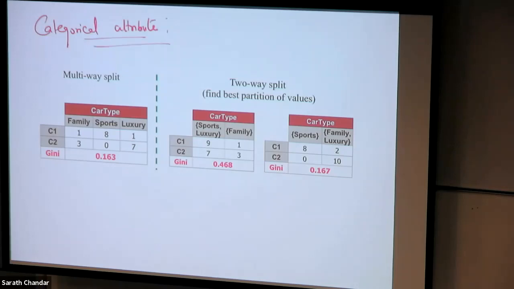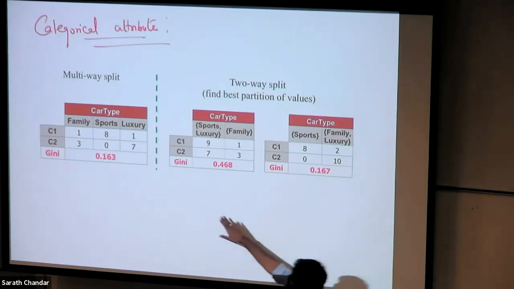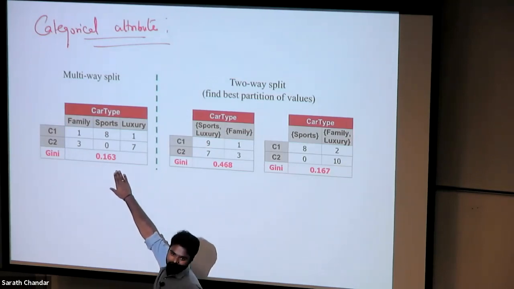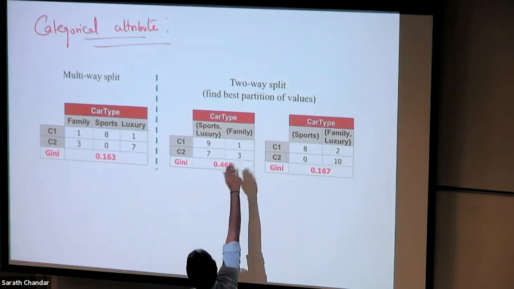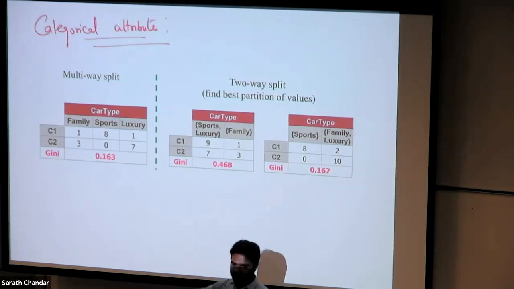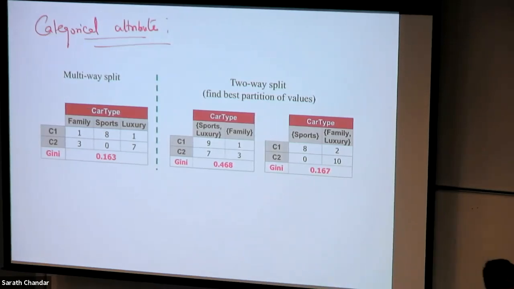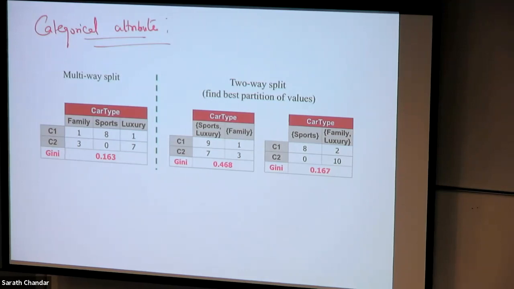In this case, you have 3 values: family, sports, and luxury car. Now, there are many possibilities. Either you go for a multi-way split, which gives you a Gini of this, or you go for a 2-way split. There are 2 possible 2-way splits. You can try all these 3 options and pick the one which has maximum gain. Which one would have maximum gain here? We don't know the parent Gini, but it doesn't matter. We can find which one would have the maximum gain.